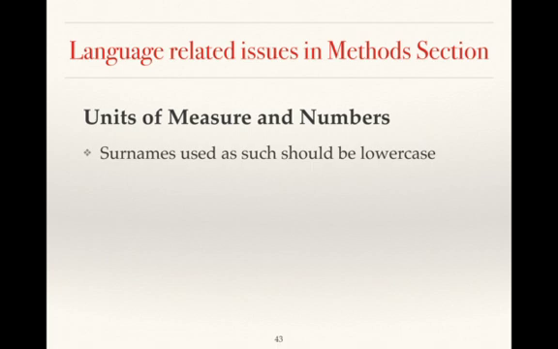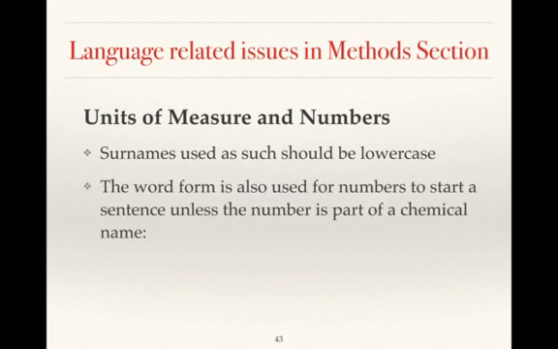Another issue that is very common regarding units of measure and numbers is surnames used with either lowercase or capital letters. This is because when surnames are units of measure, then we use lowercase. The word form is also used for numbers to start a sentence, unless the number is part of a chemical name, as we said earlier on.